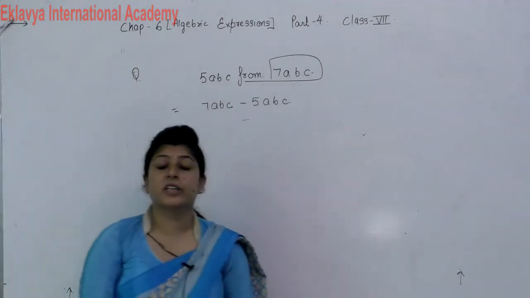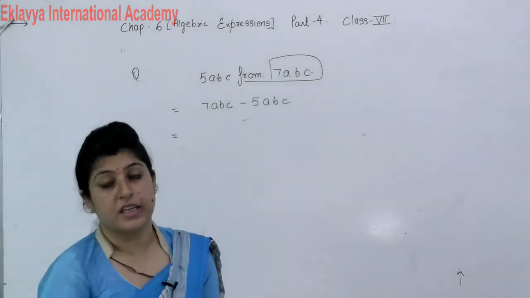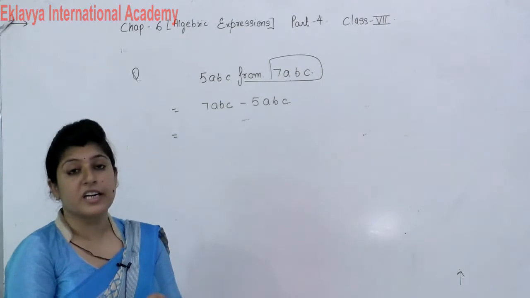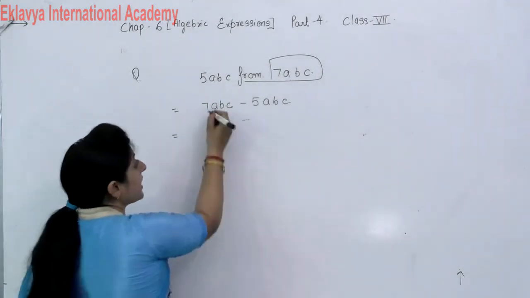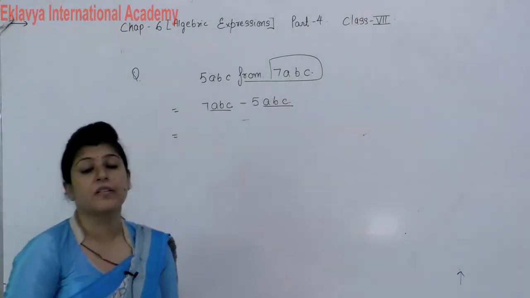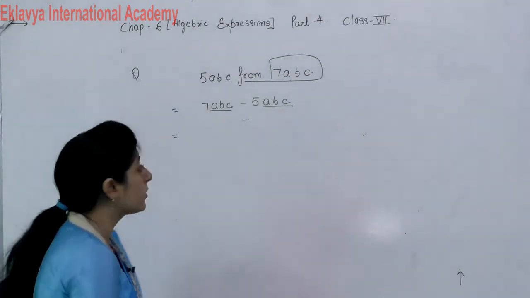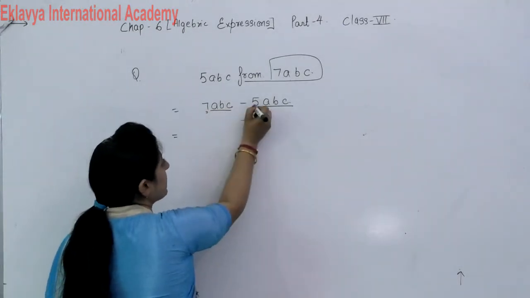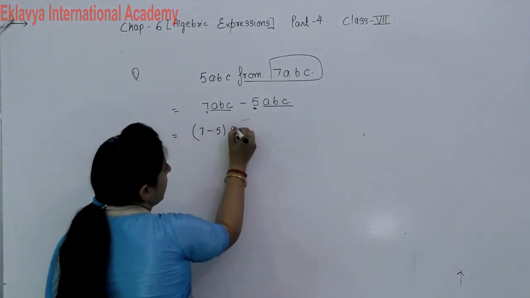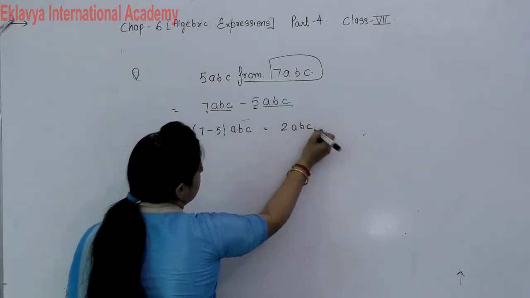Whenever we perform addition or subtraction, there should be like terms. If there are no like terms, we can write it down directly, but we can't solve it. Here we see abc, here also abc, all the variables are the same and the powers are also the same. That's why these are like terms. So how to subtract? We subtract only the numerical coefficients, that is 7 minus 5, and keep the same literal part. Then you get the answer 2abc.